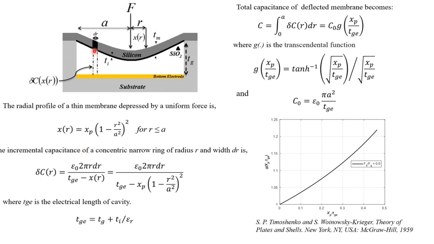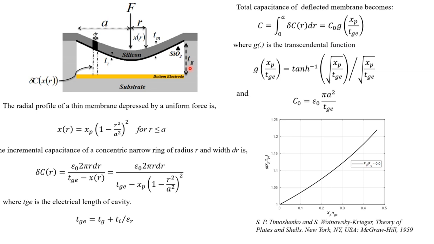So if you consider an infinitesimally small width element of the membrane having width dr and having radius r, then you can see the numerator is an area, and then the profile is such that you have to subtract from the electrical length of the cavity. It's not the physical, it's the electrical length.